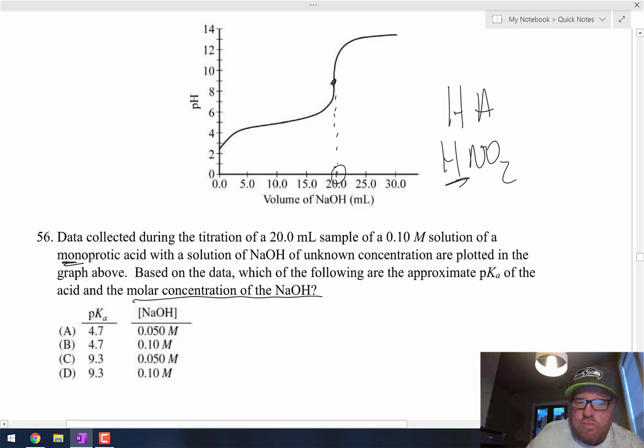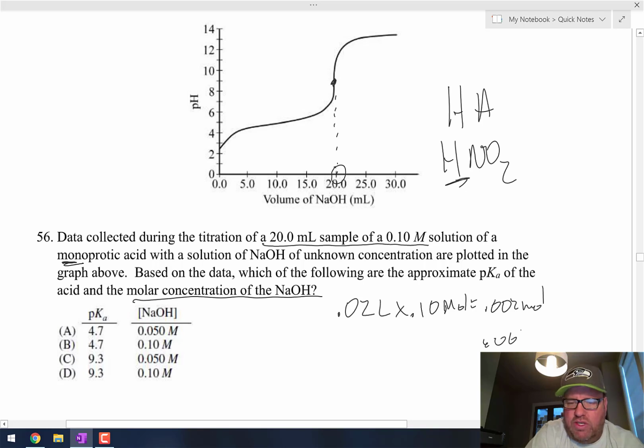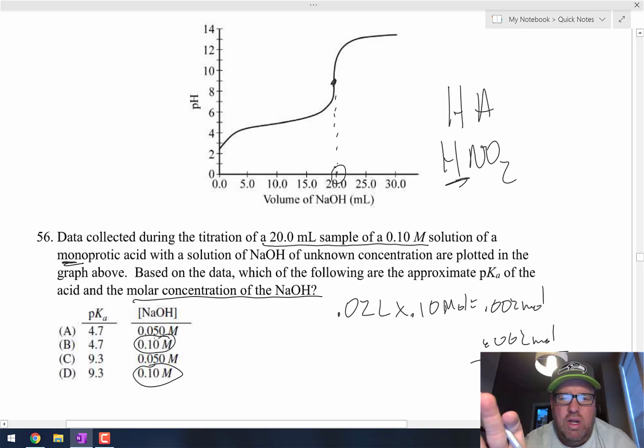So if you have a 20 milliliter sample of a 0.10 molar solution of the acid, that means you have 0.02 liters times 0.10 molar equals 0.002 moles of the acid. That also equals 0.002 moles of the base, divided by, again, the 20 milliliters, 0.02. You can see that the concentration of the base is going to equal the concentration of the acid. So it is 0.10.